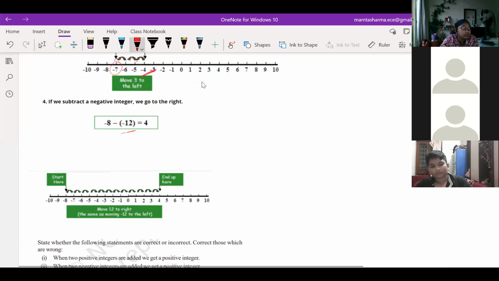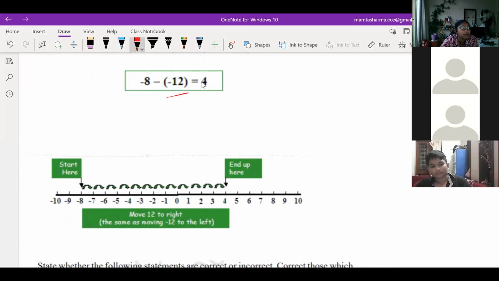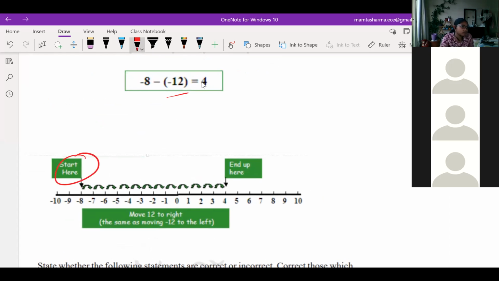Very good. So which point do we have to start from? Ma'am, from -8. We start from this point and we have to shift in the right direction, 12 times. Why right? Ma'am, because plus into plus will be plus, and minus into minus will also be plus. If we add, the result will be plus. That's why we are moving towards the right side.